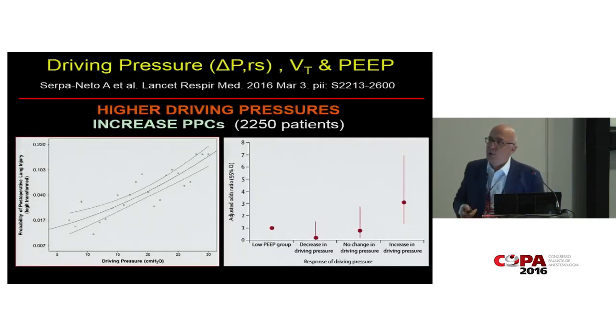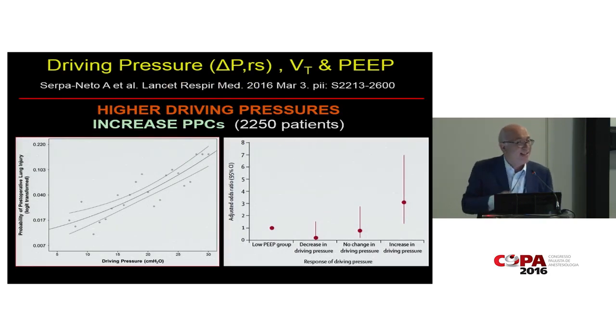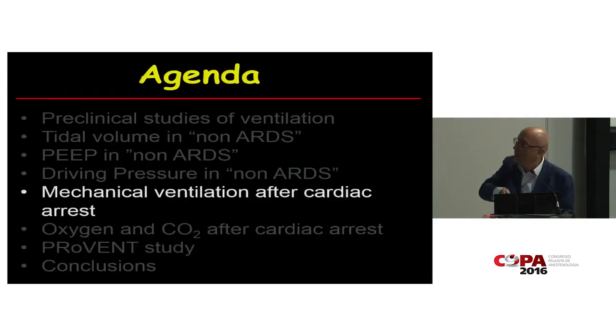This again is the study shown before, published recently in the Lancet, in which we found that driving pressure was associated with increased postoperative pulmonary complications. This is in a surgical population of patients. In patients with an increased driving pressure, when PEEP was increased, this was associated with more complications. So again, this suggests that in non-injured lungs, when we increase PEEP, we should not increase it to the level that the driving pressure increases. This gives us some additional information on this issue.